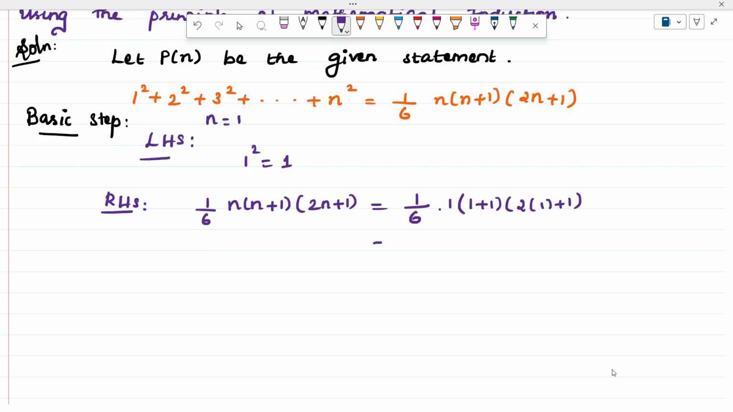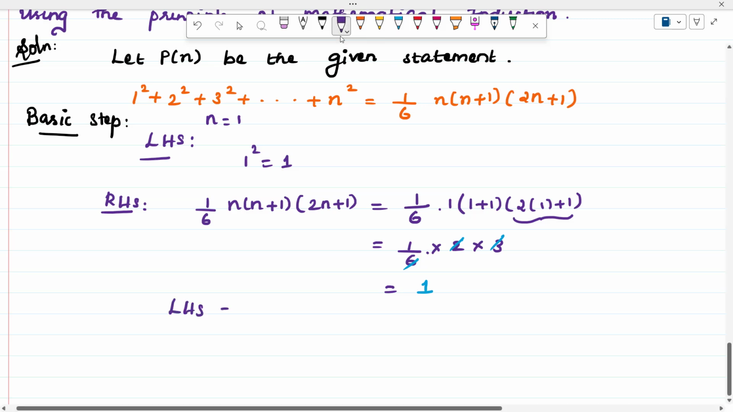Which is equal to 1/6 into 1 plus 1, the value is 2, therefore 2 into 2 times 1 plus 1, which is 3. So 2 times 3 is 6, so the 6 gets cancelled, which is equal to 1. Therefore LHS is equal to RHS. Therefore the statement is true for n equal to 1. Therefore P(1) is true.